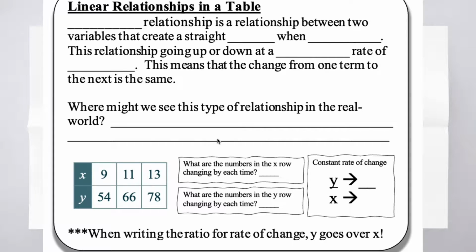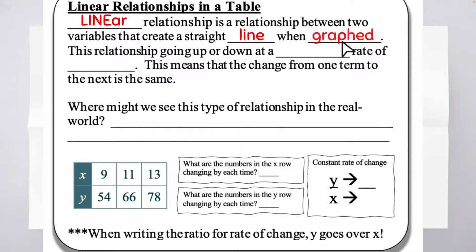All right, we're going to start to look at linear relationships in tables as we start to get into things like constant rate of change and different things like that. So first, let's go ahead and fill out our fill in the blank up here. A linear relationship is a relationship between two variables that create a straight line when graphed.